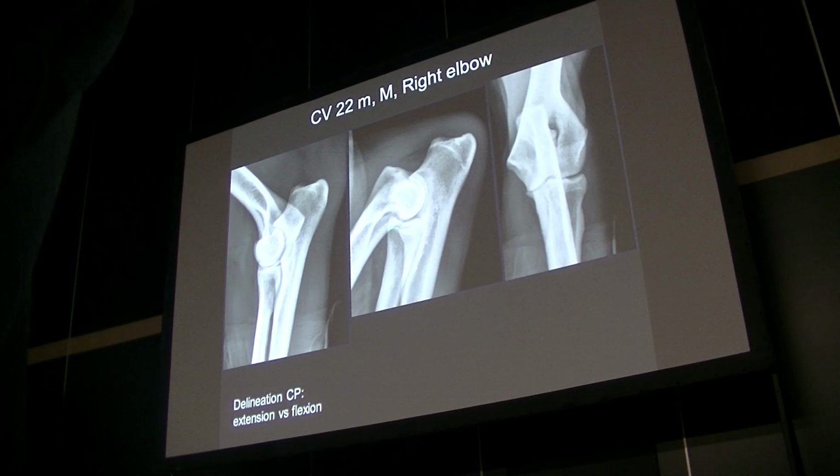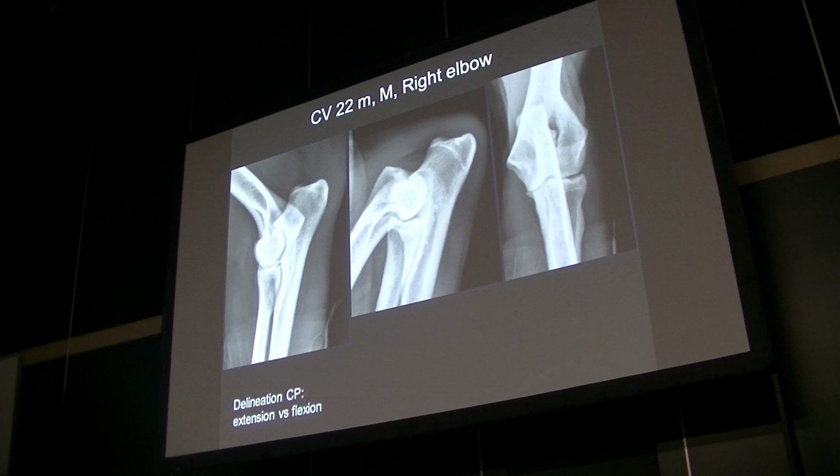It's nicely delineated, quite homogeneous density. And if we look at the flexed joint, we miss the delineation, on the extended at least, sorry, we miss the delineation of the medial coronoid process, and it's quite inhomogeneous in this area. However, if we would only score the flexed one, we would conclude this one is normal.